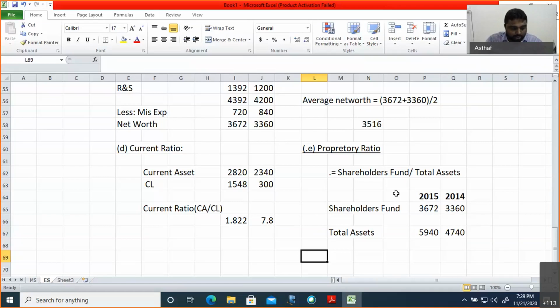So what is the proprietary ratio? So we will do it. Your shareholders fund divided by total assets. Shareholders fund by total assets. So copy fast, my dears.